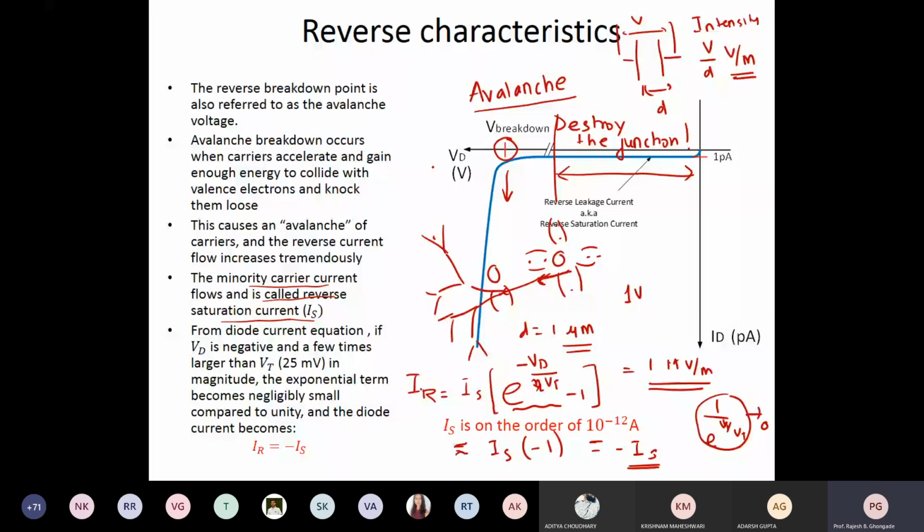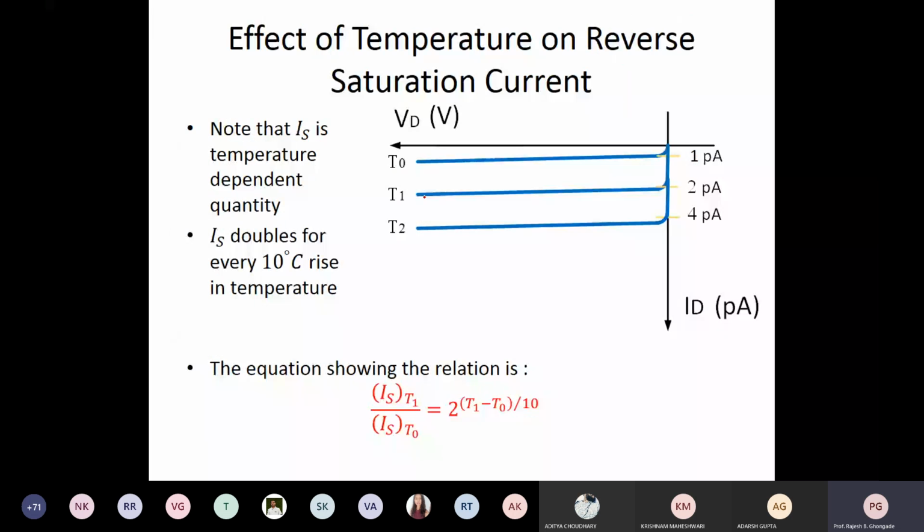Let us see why. Because temperature also has an effect on this reverse saturation current. How does it affect? We'll see. So you can see here that Is is temperature dependent. Why is it temperature dependent?